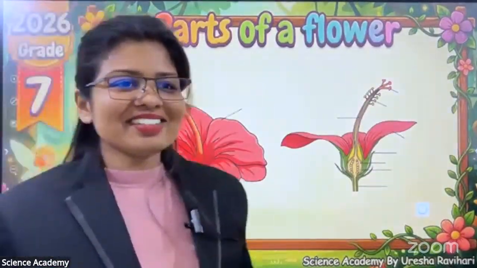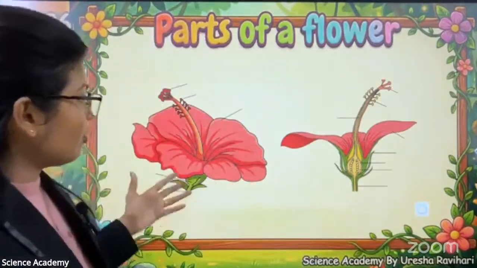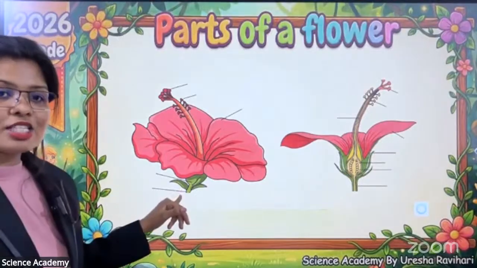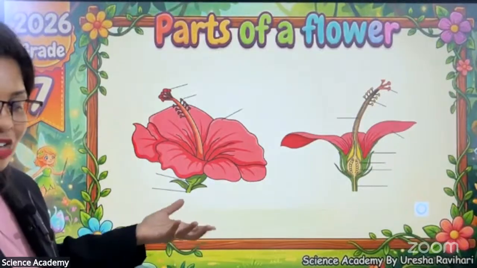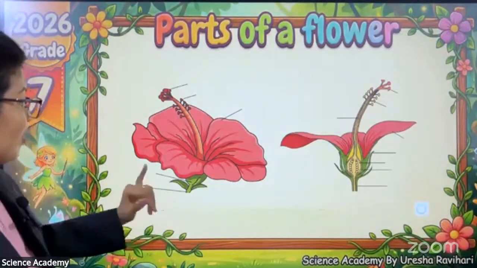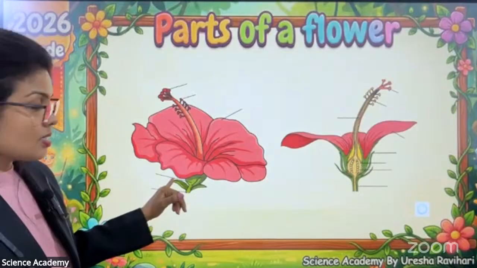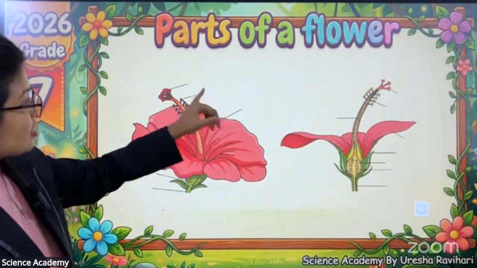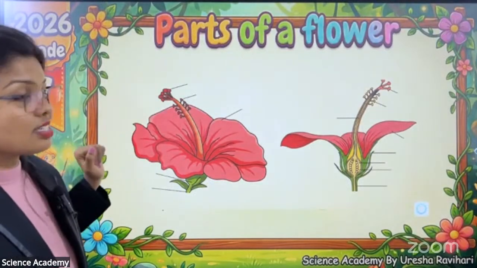Can you remember we discussed the parts of a flower last week? First, I'll recall what we discussed. Here I told you that this is the pedicel. Previous week we discussed it, but I am just recalling. Here the stalk or pedicel, and this is the sepal. Thereafter these are petals, and these are stamens, and then we discussed this as the stigma.